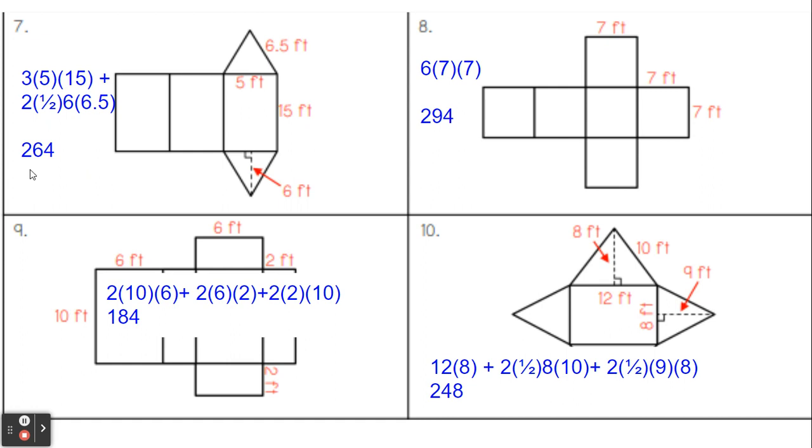For my next shape, I have cubes. So I have 6 things that are the same size. So I said 6 times the area of one of the figures, 7 by 7. When I do that, I've got 6 times 49, and I get 294.